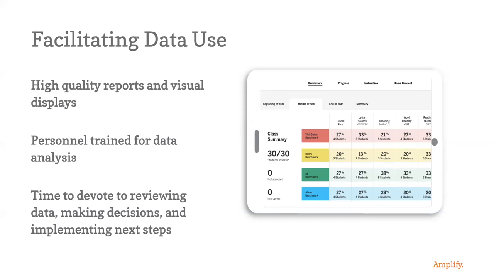So what are these things? We need some high quality reports and visual displays to help us really take in all of the data and to help us make good decisions. We need to be trained in analyzing the data, so making sure we don't just know how to administer and score, we know what to do with all of the results that we're getting. And this one is so critical: actually having the time to devote to reviewing data, making decisions, and implementing next steps. Like we talked about earlier, it's all about facilitating that comprehensive literacy system. So it isn't about just one teacher at a time looking at their data and making decisions. It's about thinking and working together to make sure we're planning that system effectively and meeting the needs of all of our students.